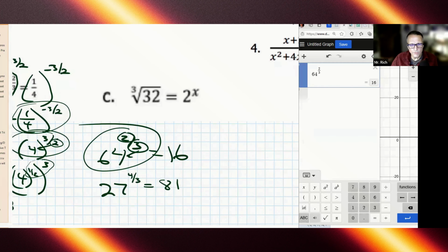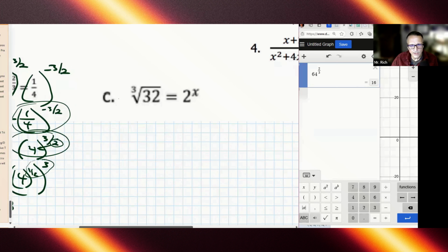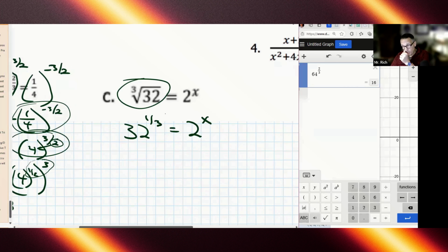What I'm going to do here first is convert this to a fractional exponent. That would be 32 to the 1/3 power is equal to 2x. And our strategy for solving these exponential equations, at least at this point, before you've learned how to use logarithms, which is going to be the unit after the exponential unit, is to match the bases on either side of the equation.